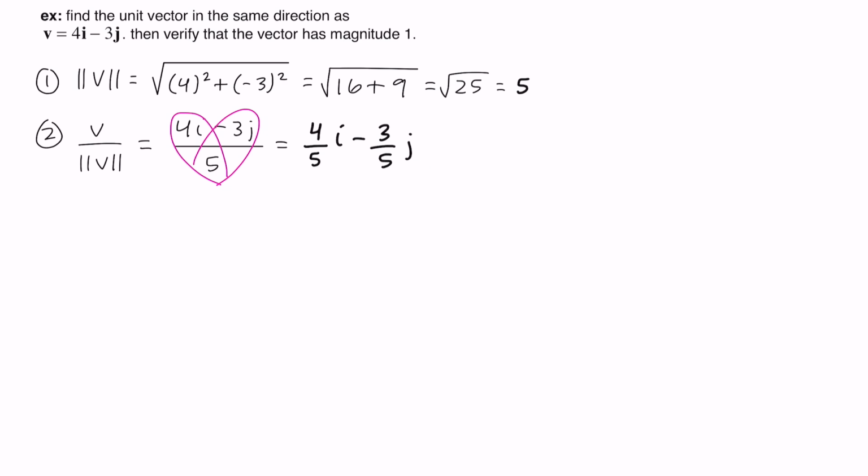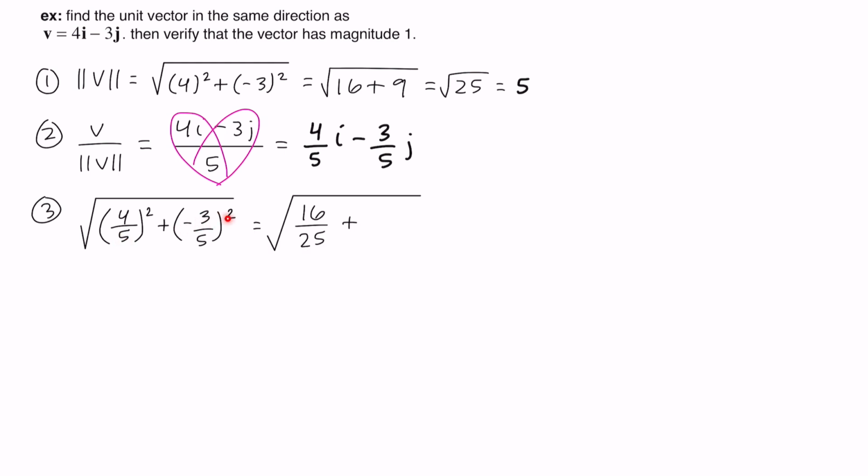The very last step, we're going to verify that the vector has magnitude 1. So we're going to find the magnitude of this vector. We're going to take 4/5 squared plus negative 3/5 squared. So 4 over 5 squared is going to be 16 over 25, and negative 3 squared is 9 over 25. So finally, we'll add these fractions. 16 plus 9 is 25 over 25. So you get square root of 1, which equals 1. So we just verified that this unit vector does in fact have a length of 1.